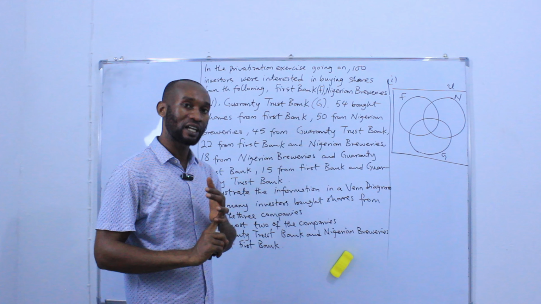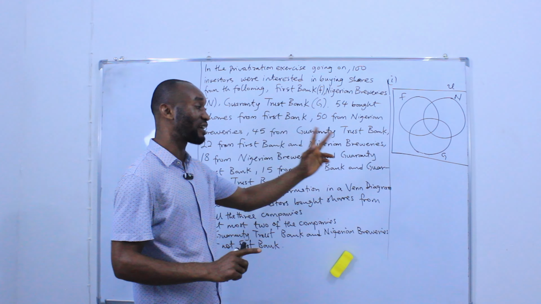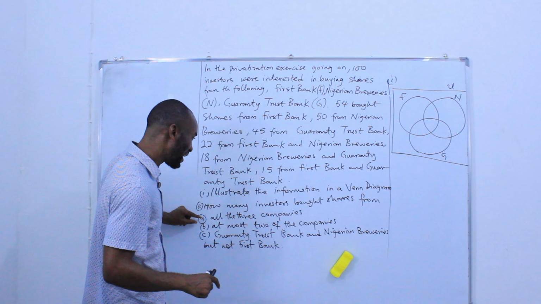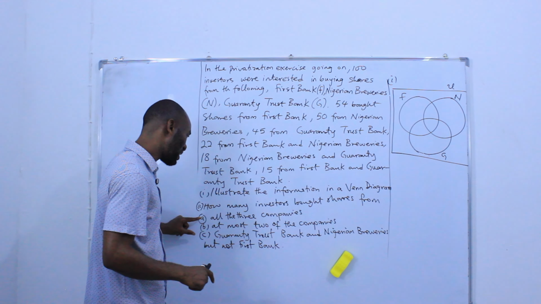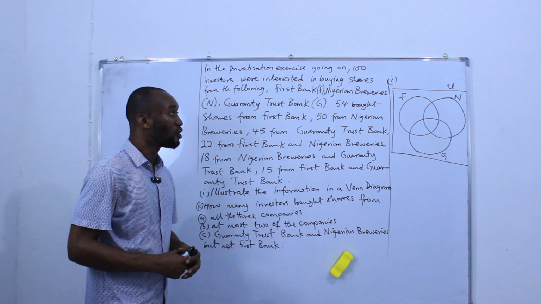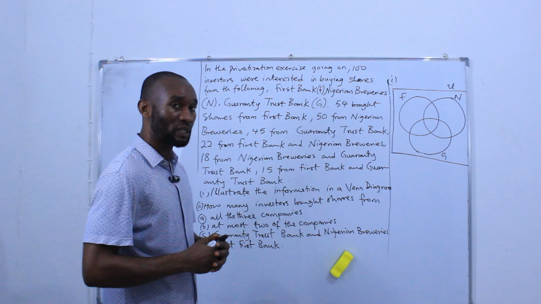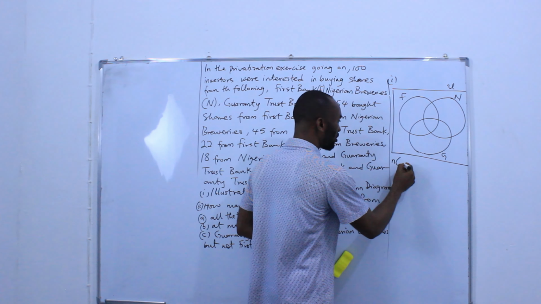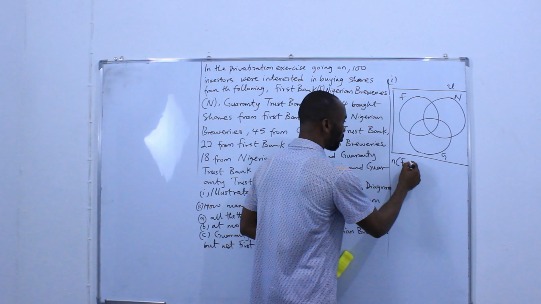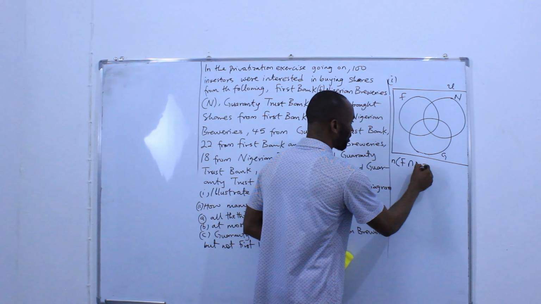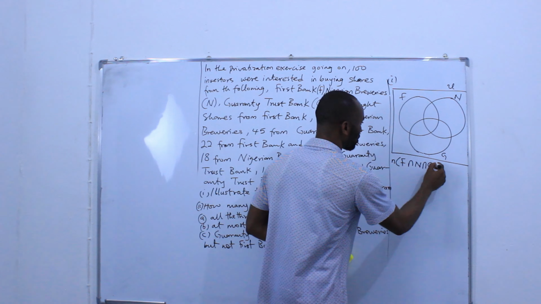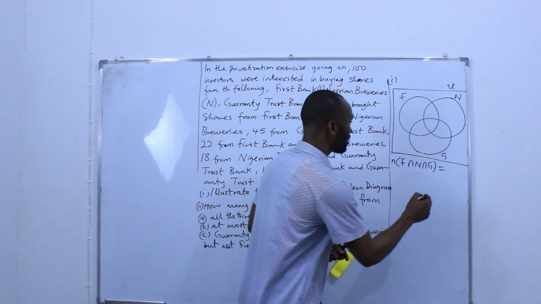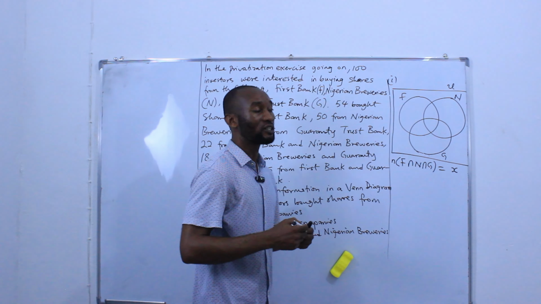Now, we were not told the number of investors that bought from First Bank, and at the same time bought from Nigerian Breweries, and at the same time bought from Guaranty Trust Bank. These people are the people we are going to look for their number in part A. That is how many bought from all the three companies. So let that number of investors be X. In set notation, we can write it this way: the number of investors that bought from First Bank, Nigerian Breweries, Guaranty Trust Bank, that's F intersection N intersection G. Let it be X because the number is unknown.